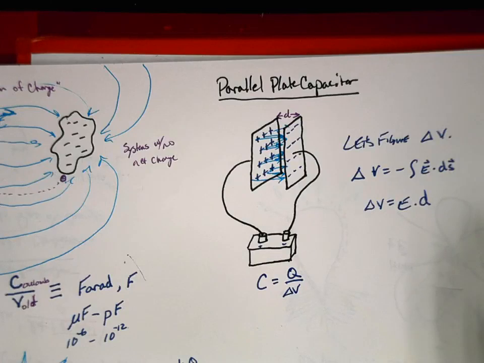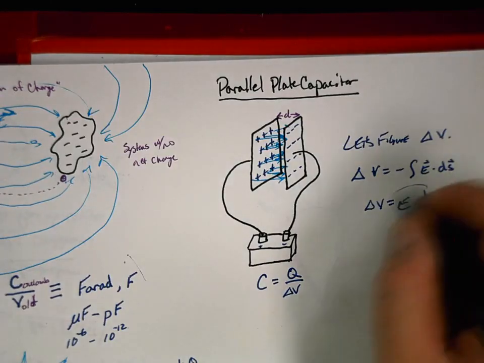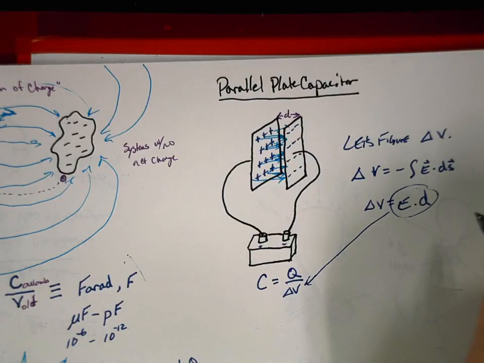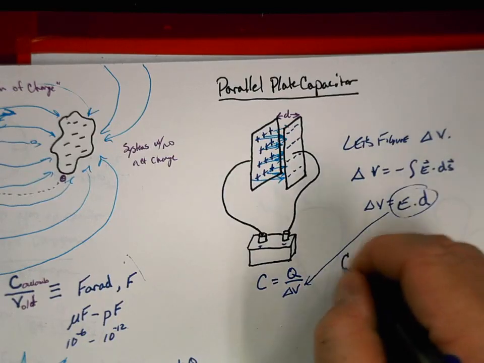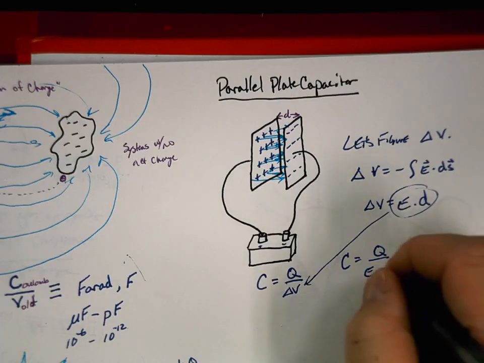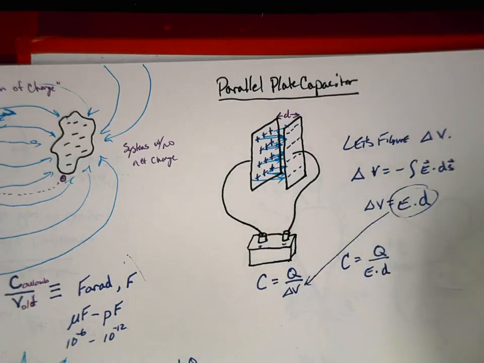So we have a substitution to make. We're going to take our E·d and plug that in here. And so we're going to make a capacitance equal to Q over our field times the distance of separation. Yeah? Okay.